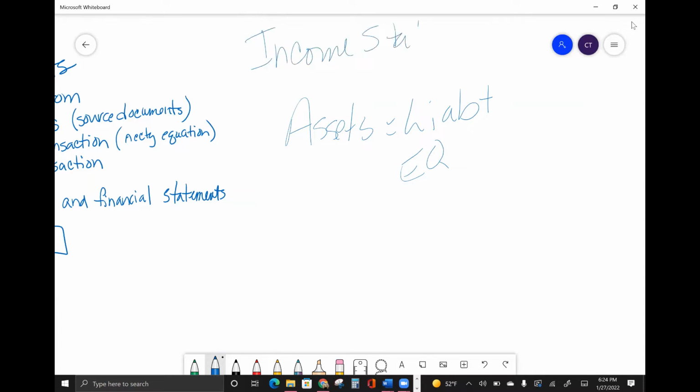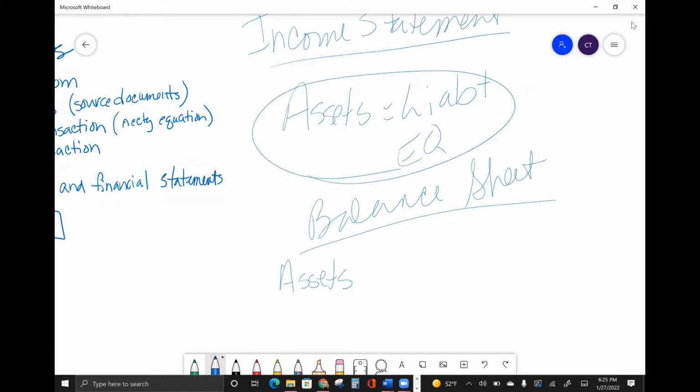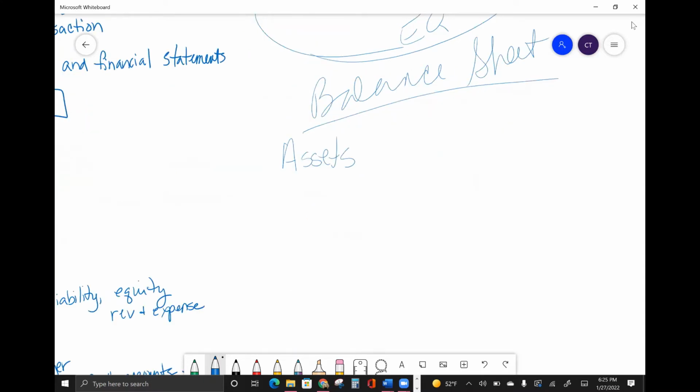And obviously that has our income and our expenses. Then we have our balance sheet. And the equation, assets equal liabilities plus owner's equity, that's what's on the balance sheet. Usually you'll have a title at the top, and on the left side you'll have assets. Do you remember what assets are? Can you give me an example of an asset?